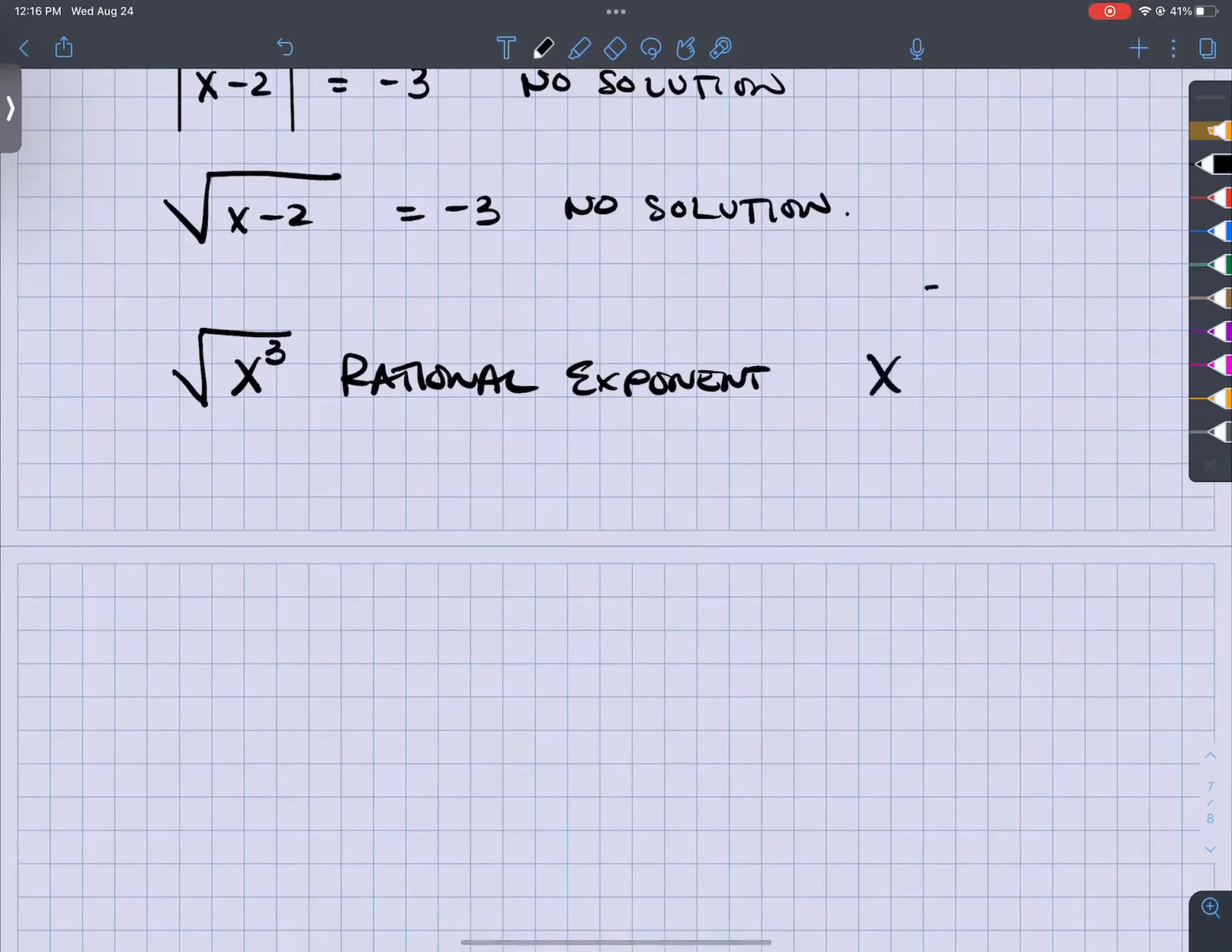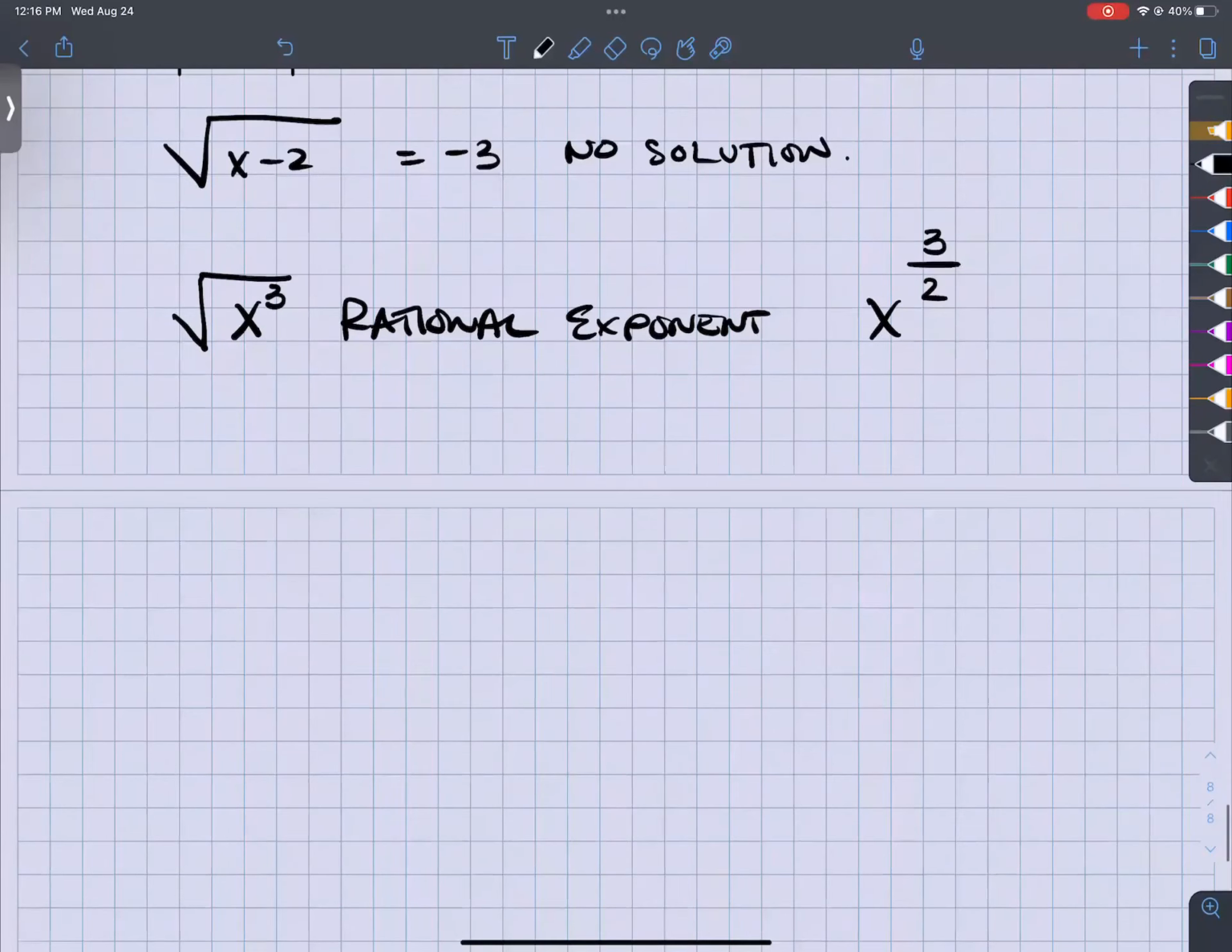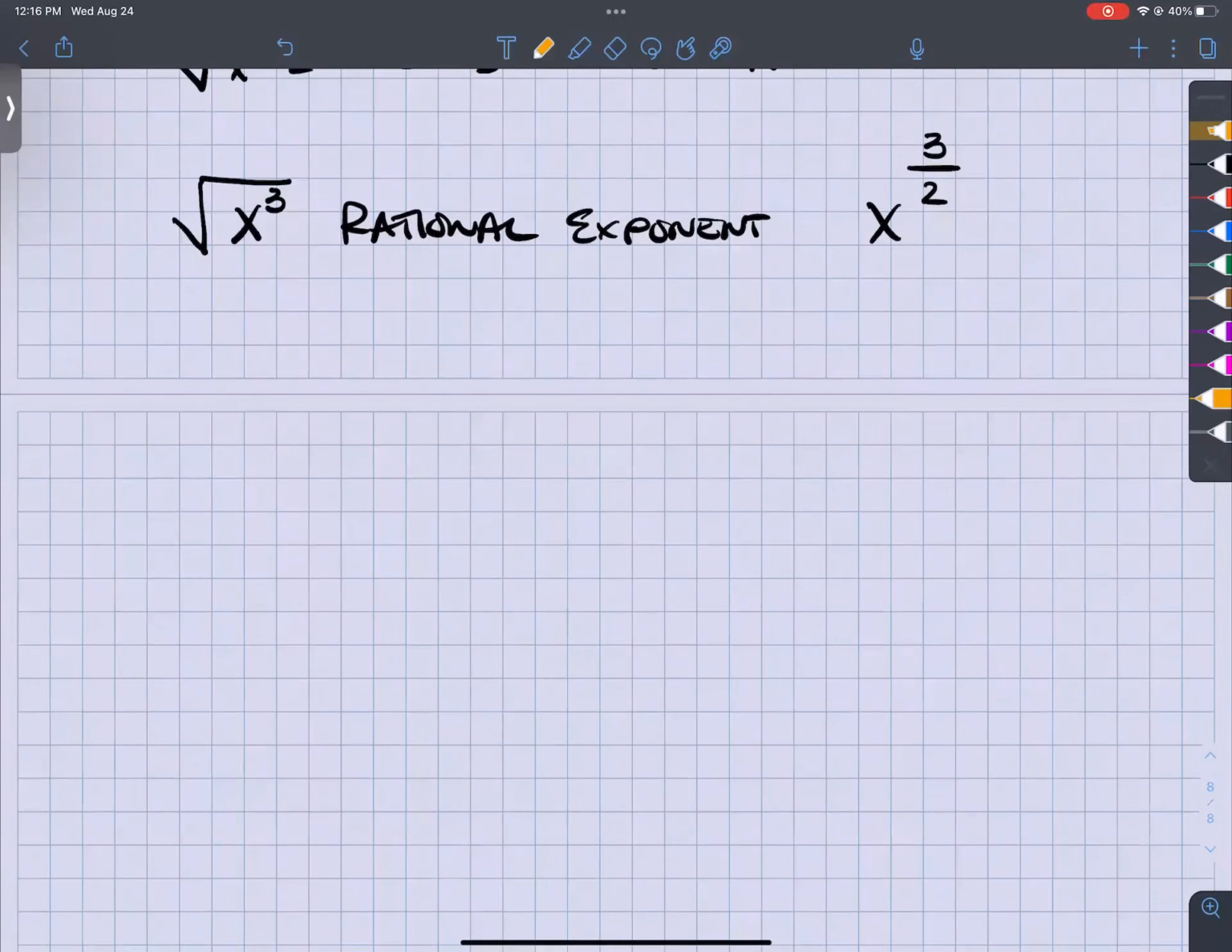What if there's no index? What do we assume it to be? Right? For the ones that don't remember this, or I should say, for my past students that don't remember this, you should remember this.